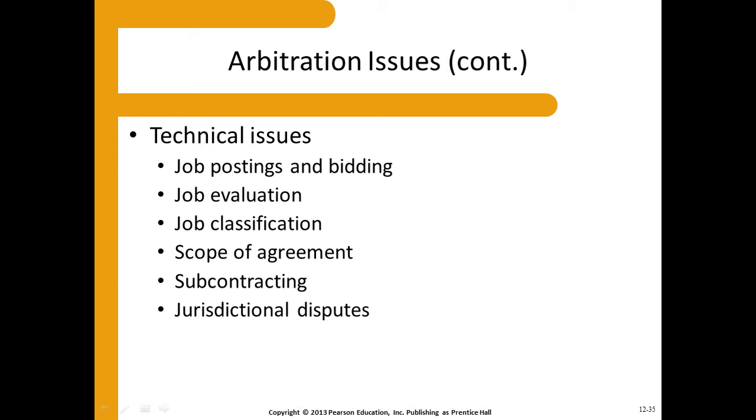We note technical issues that are more procedural in nature, such as job postings and biddings, job evaluations, and job classifications. We talk about the scope of agreement. We're talking about items like subcontracting and jurisdictional disputes.